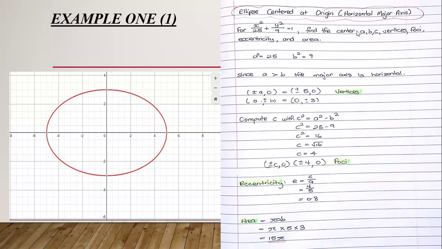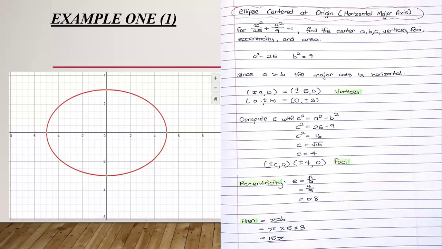So now we have A, B, C. We have the vertices. Next thing that we have to find would be the foci. Now, because they give you C, and we use this format here, plus or minus C, and the next number would be 0. And since we just found C, that would be our foci, which would be plus or minus 4, 0.